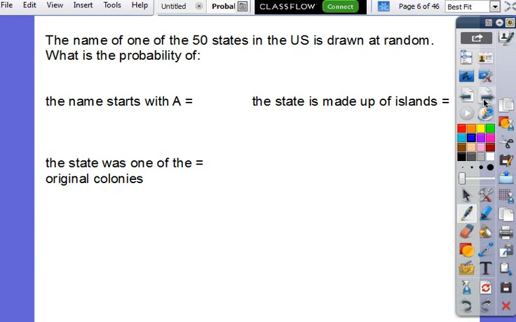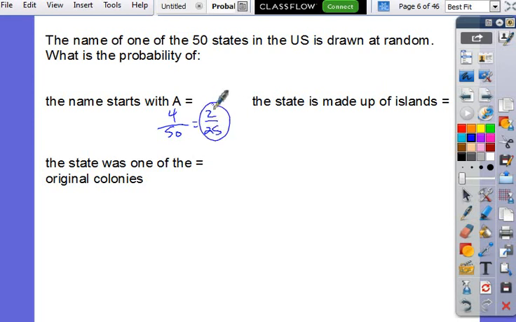So, name of one of the 50 states is drawn at random. What is the probability of each one of these? Well, we know that the bottom number, the sample space, is 50. All right. The name starts with an A. Alaska, Alabama, Arkansas, Arizona. 4 out of 50, which is 2 out of 25.